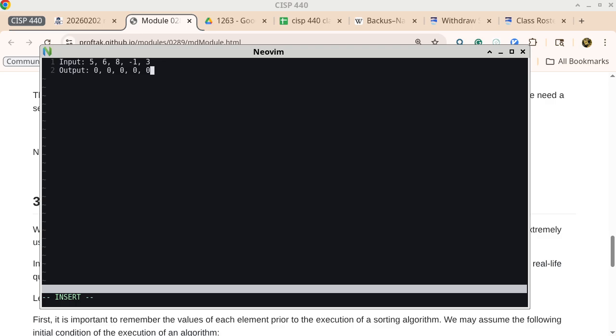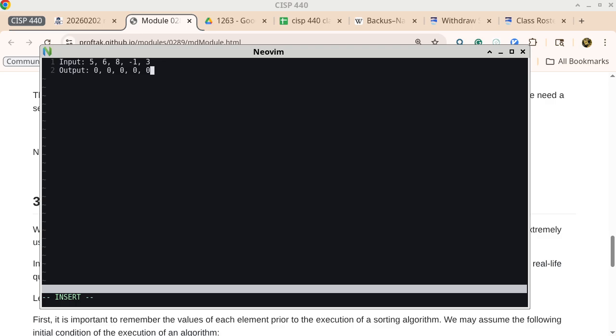In other words, I'm using k of i to remember the value of an item in the original array. So K0 is A0 originally, before the sorting. K1 is A1 before the sorting. K2 is A2 before the sorting, and so on. So now I have a way to specify the output. The output is going to be something like this.